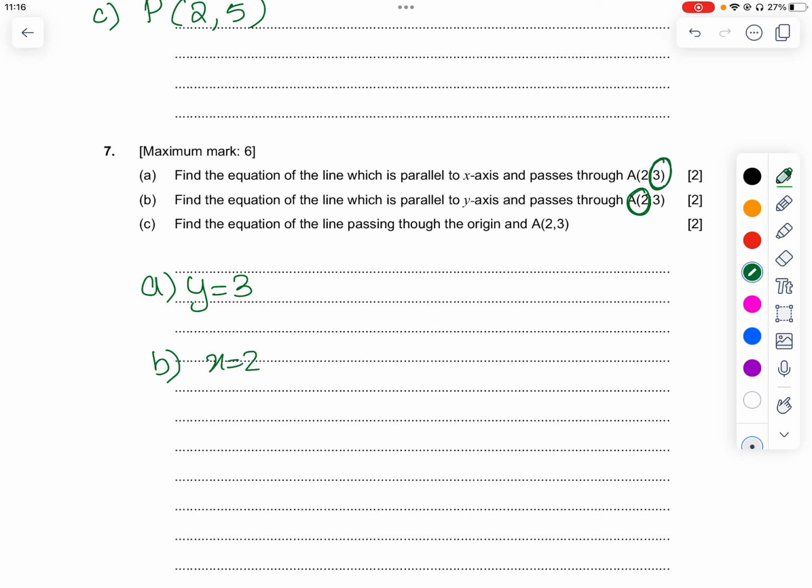Find the equation of a line passing through the origin and (2, 3). So for part C, first find the gradient. Gradient is (y2 minus y1) by (x2 minus x1), which is 3 upon 2. But it is passing through the origin, so it will be in the form y equals mx. So y equals 3 upon 2 x.